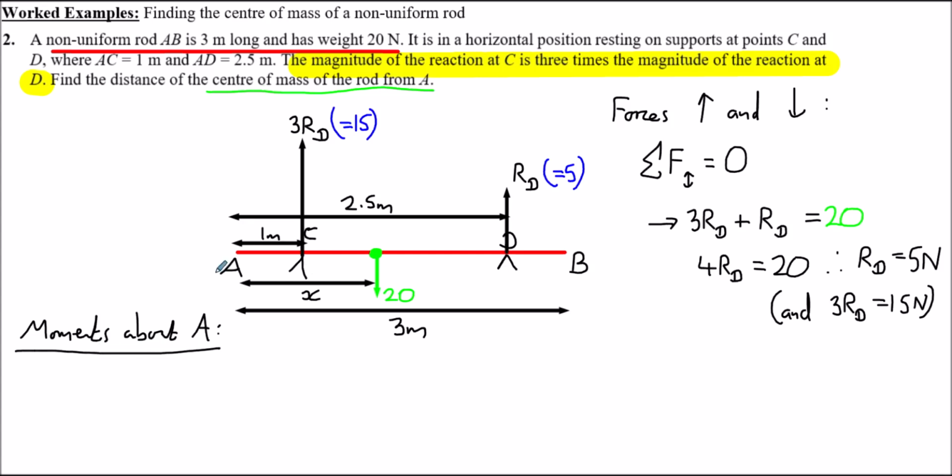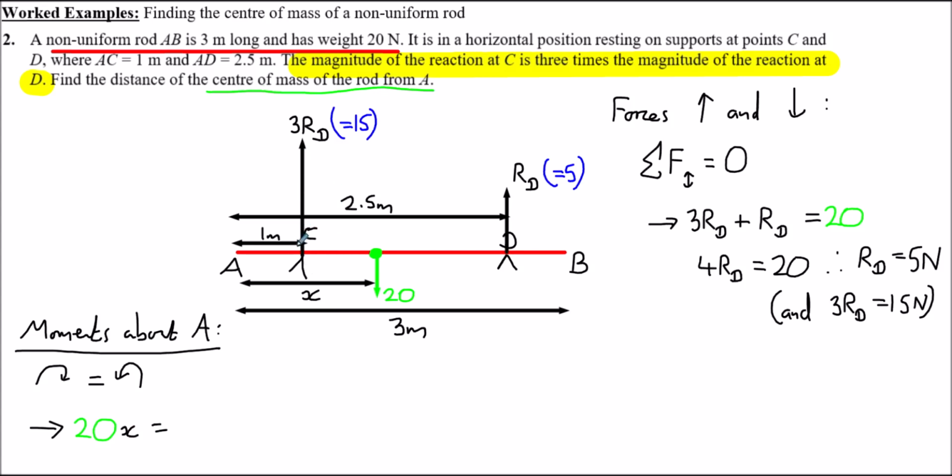So once again, because it's in equilibrium, the sum of the clockwise moments will be equal and opposite to the sum of the anti-clockwise moments. So relative to A, the only clockwise moment there'll be is the moment due to the weight of the rod. The weight of the rod is 20, and its perpendicular distance away from A, this 20 and the horizontal rod are at right angles, so it's just this x distance.